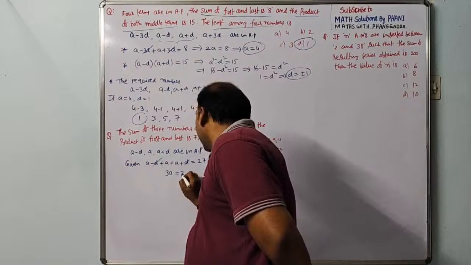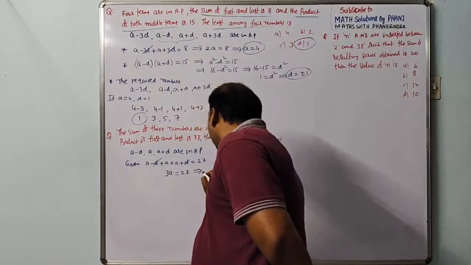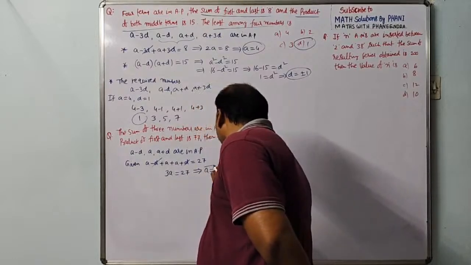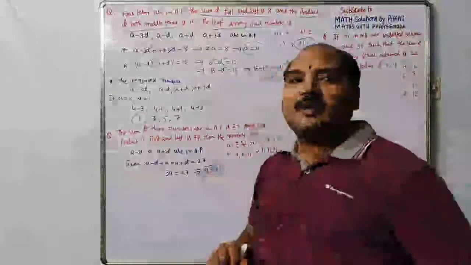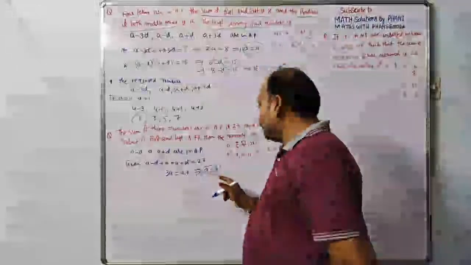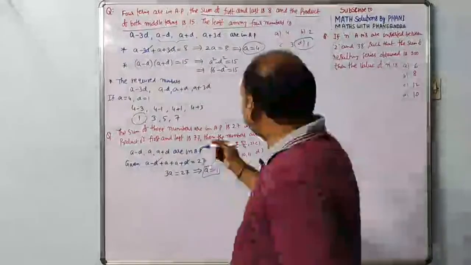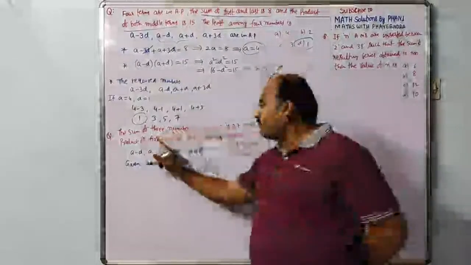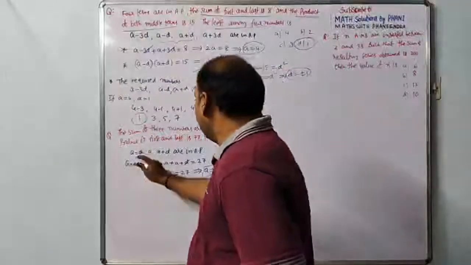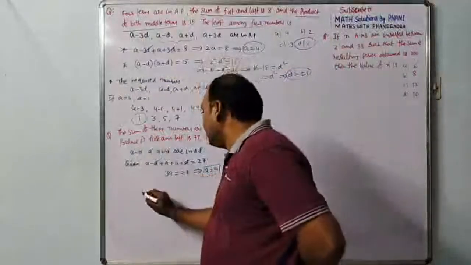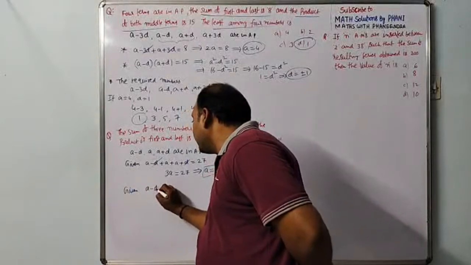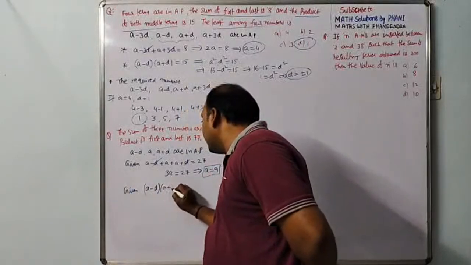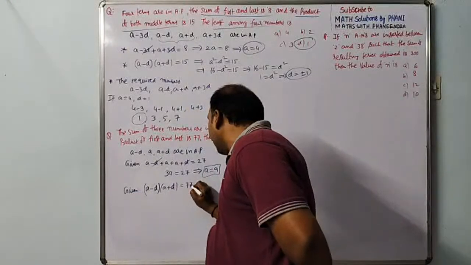A plus A equal to 3A, which is equal to 27. That implies A equal to 9. We got it now? After getting the value of A equal to 9, next condition is given: the product of first and last is 77. A minus D and A plus D. Given A minus D into A plus D is equal to 77.